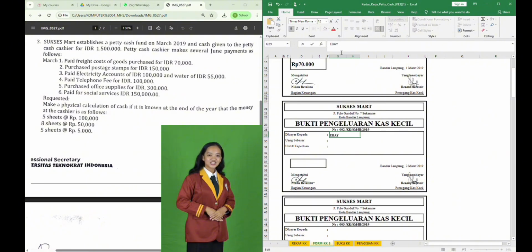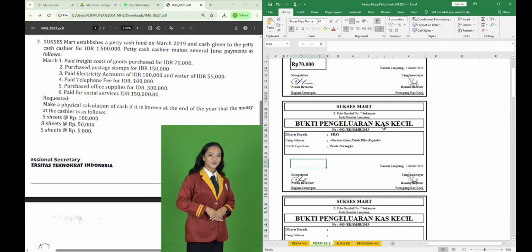Furthermore, on March 2, for payment of stamps on eBay in the amount of 150,000 rupiah. Then on March 3, for electricity bills of 100,000 to Brimo and water of 55,000 to Brimo. Then on March 4 for payment of telephone charges to Telkomsel of 100,000. Then on March 5 for payment of office supplies of 300,000. And the last on March 6 for payment of national services to the Lampung Social Service of 150,000.